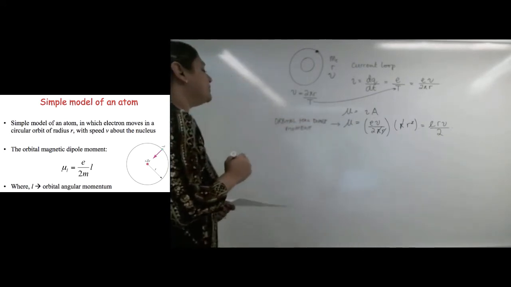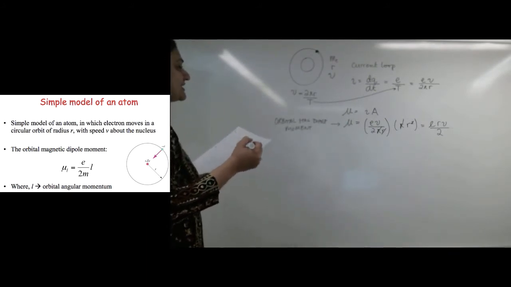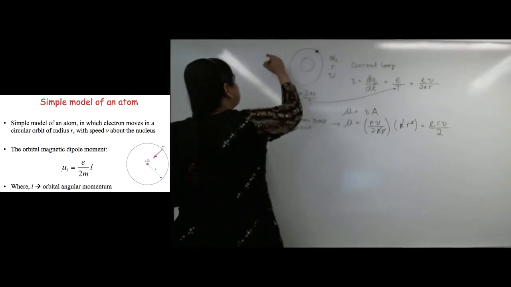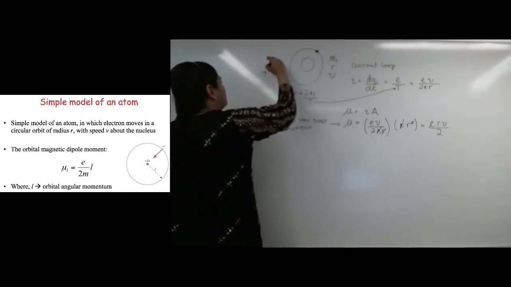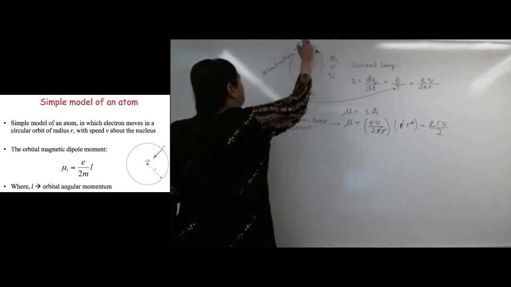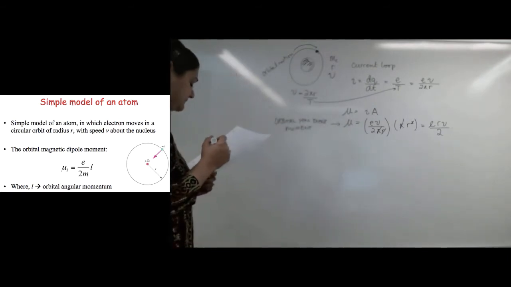And why is it called the orbital magnetic dipole moment? The reason is because it is due to the orbital motion of this electron around the nucleus.